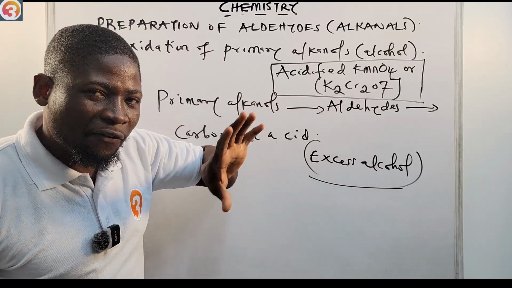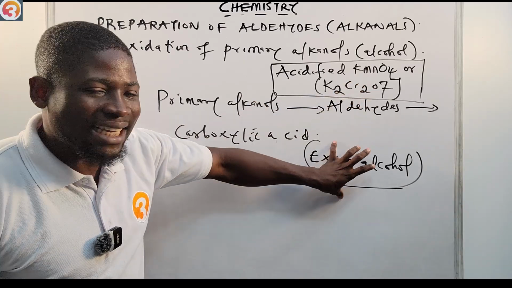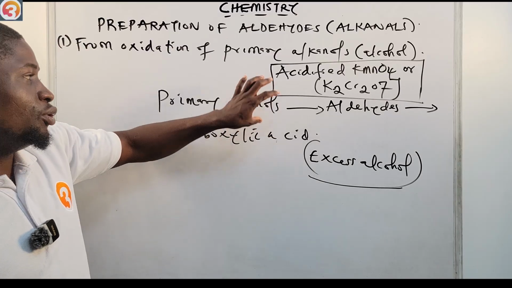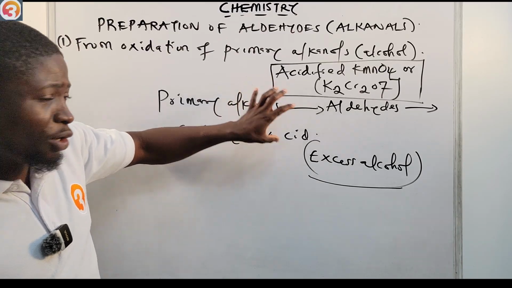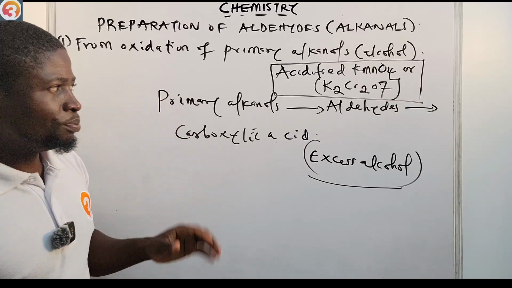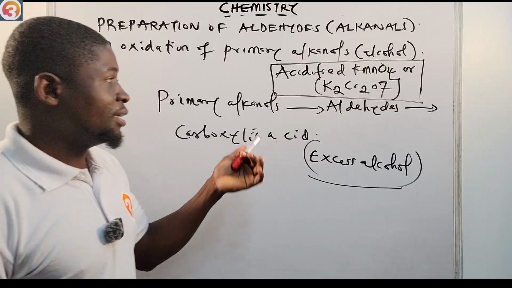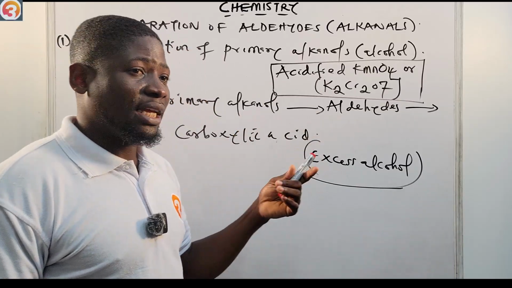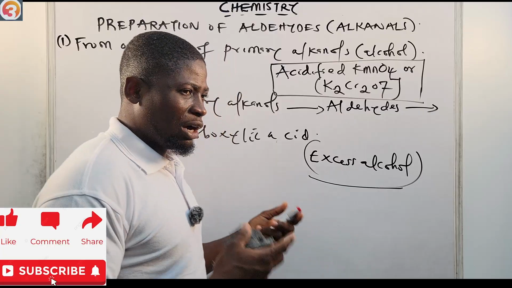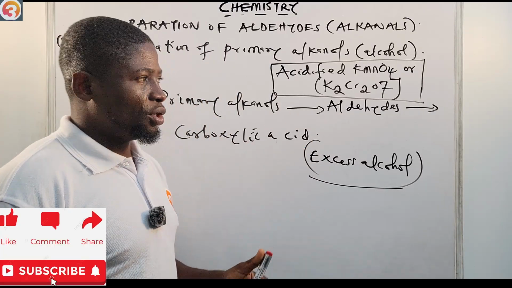If your aim is to prepare an aldehyde, make sure that you are using excess alcohol. But if your aim is to prepare carboxylic acid, make sure you reduce the amount of alcohol. You are not going to use excess alcohol. Just take note of those two. All right, in the next episode, when I'm talking about preparation of ketones, you'll see how secondary alkanols are oxidized to alkanones, or the ketones. That will be a method for preparing alkanones also.